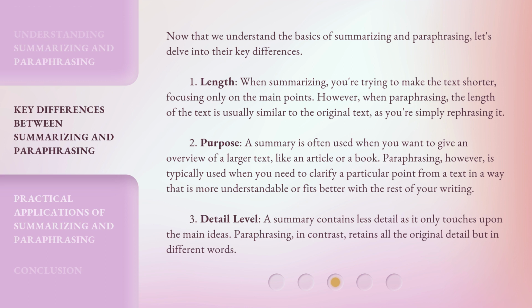2. Purpose. A summary is often used when you want to give an overview of a larger text, like an article or a book. Paraphrasing, however, is typically used when you need to clarify a particular point from a text in a way that is more understandable or fits better with the rest of your writing.